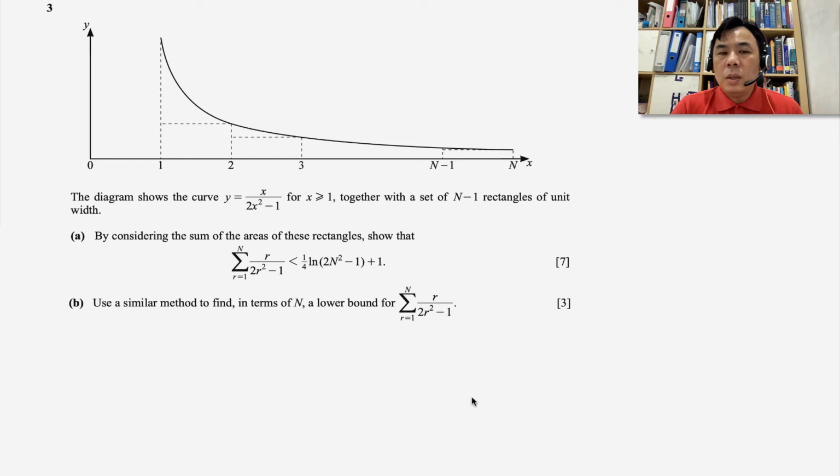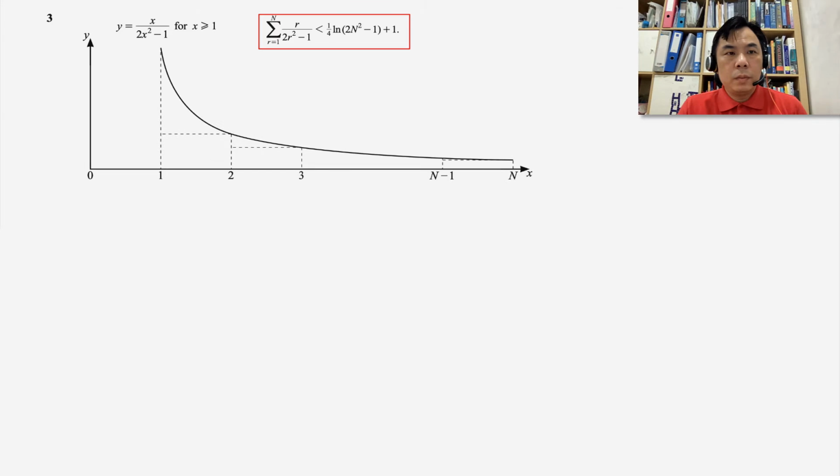And then once we have done that for B, use a similar method to find, in terms of n, the lower bound for the same series here. Okay, I hope that is clear. All right, now I'm going to break down these questions into their corresponding sections so that we can solve it section by section. So we're going to start off from A. I'm going to erase some part of this so that it saves some space for us to write. Okay. All right, let's look at this question here.